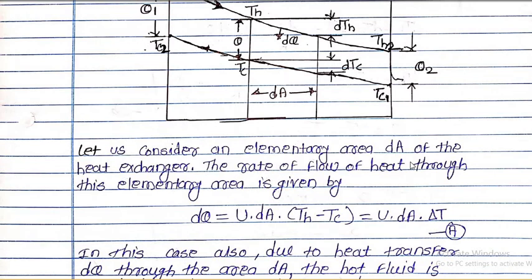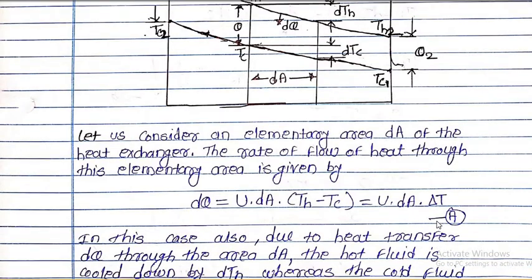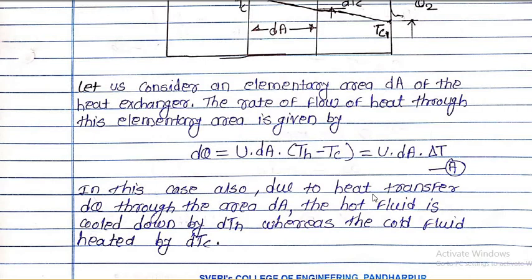Let us consider an elementary area dA of the heat exchanger. The rate of flow of heat through this elementary area is given by dQ equal to U multiplied by dA multiplied by (Th minus Tc), equal to U multiplied by dA multiplied by delta T. In this case also, due to heat transfer dQ through the area dA, the hot fluid is cooled down by dTh, whereas the cold fluid is heated by dTc.